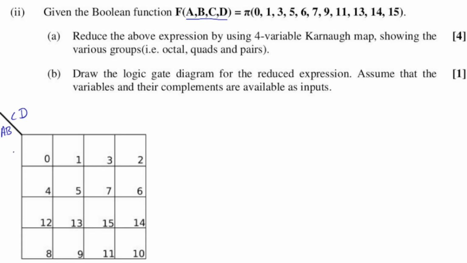Now, since this is a POS, the labeling will be slightly different. So this will be A plus B. This is A plus B complement. Then we have A complement plus B complement. And finally, we have A complement plus B. On the top axis, we'll have C plus D, then C plus D complement, then C complement plus D complement, and finally C complement plus D.